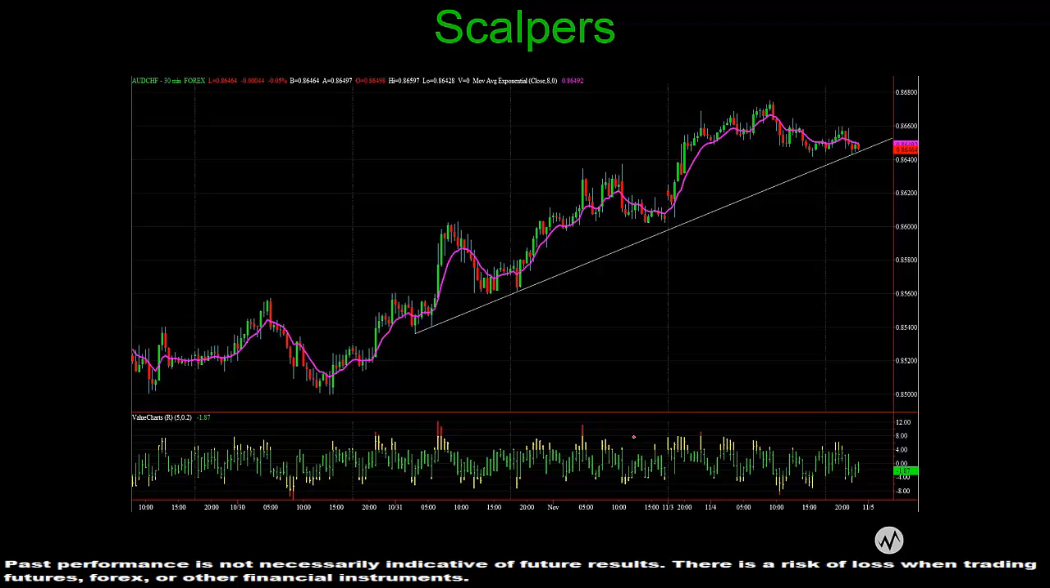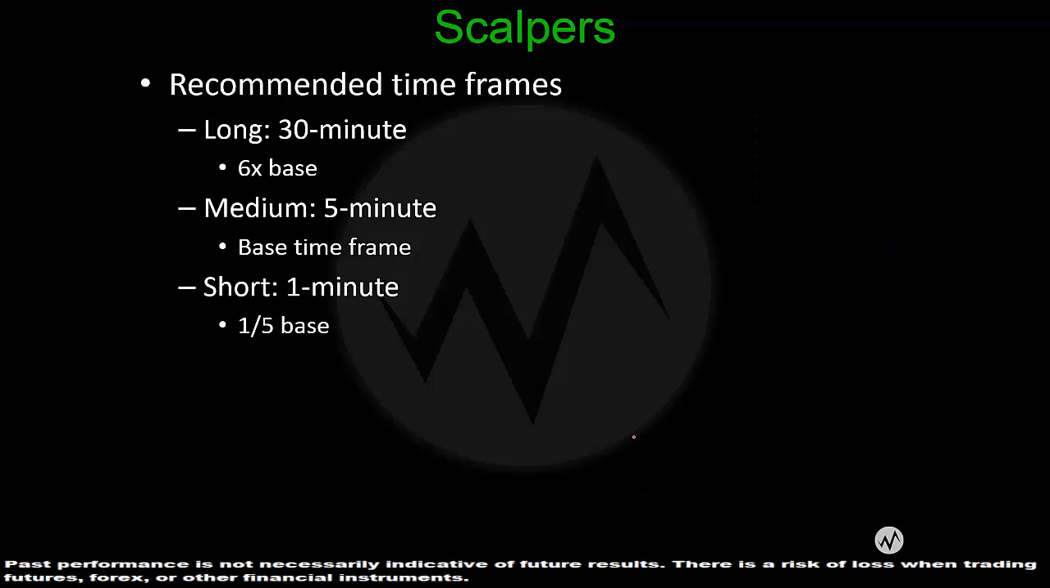So for this one, we're looking at what does 6 times base mean? Your medium time frame is going to be your basis. It's a marriage between price action on both a longer term trend and a shorter term direction. So on your 5-minute chart, you'll be able to see what the longer term trend is, as well as where you can go. The base time frame is 5 minutes. 6 times base is 5 minutes times 6. That's 30 minutes.